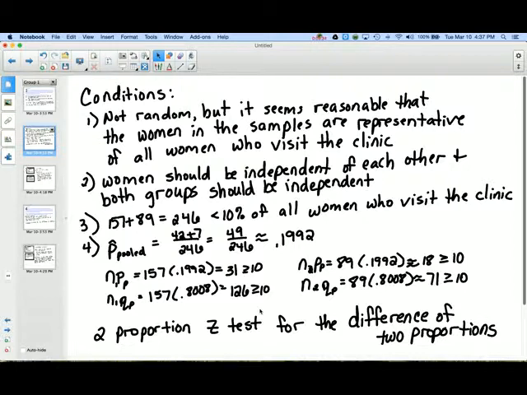So now I name my test. I'm going to do a 2 proportion z-test for the difference of 2 proportions. Now I chose not to do the formula on this one, and you should be fine being able to when you just name the test. So I have my conditions met, name the test.